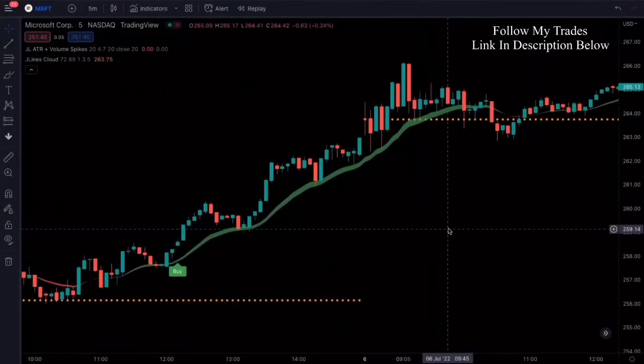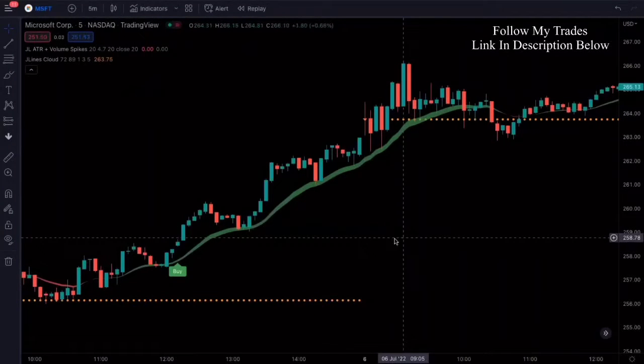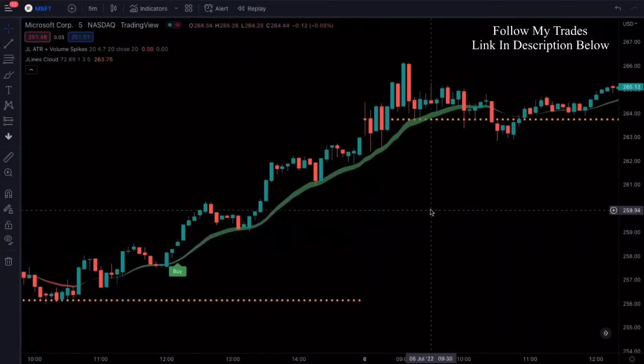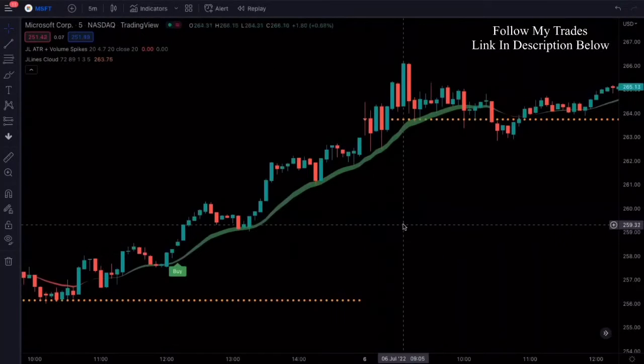That is getting a shocking win rate. All right. This is one of the best TradingView indicators, and it's so powerful that it could potentially change your trading career for the better. Let me show you guys how to set it up.